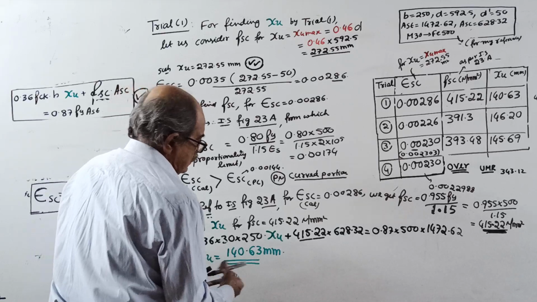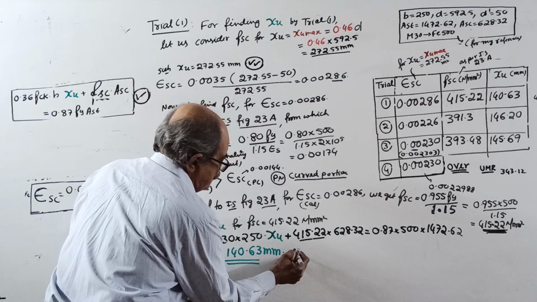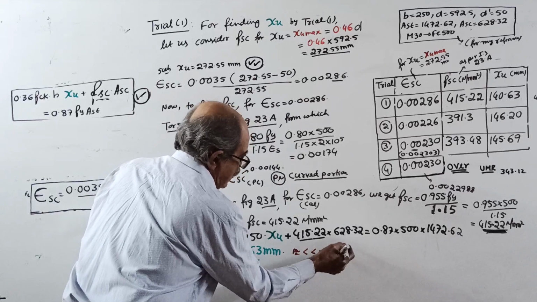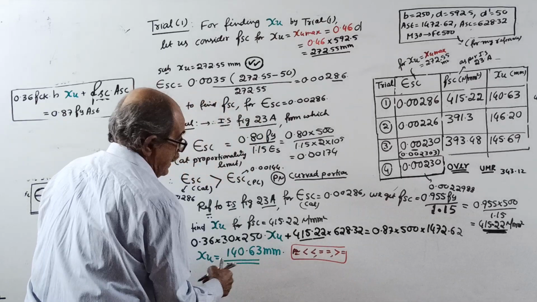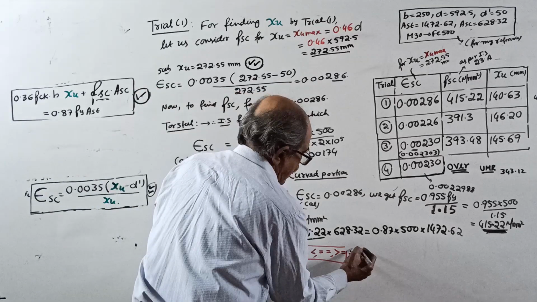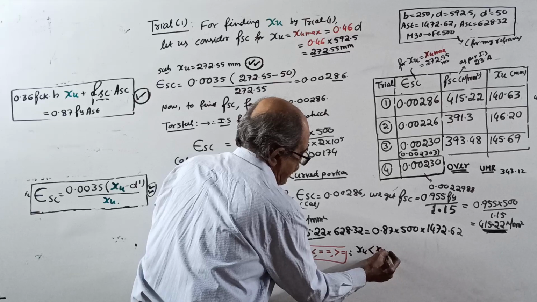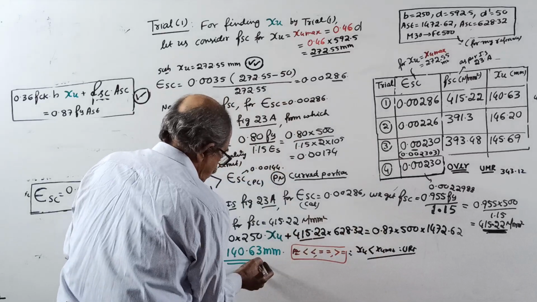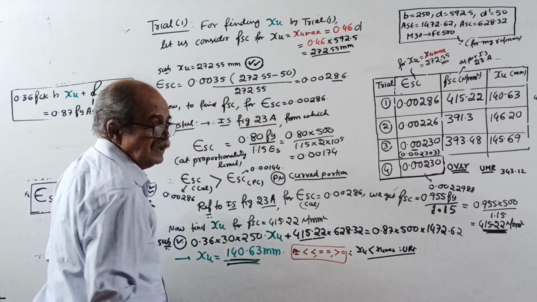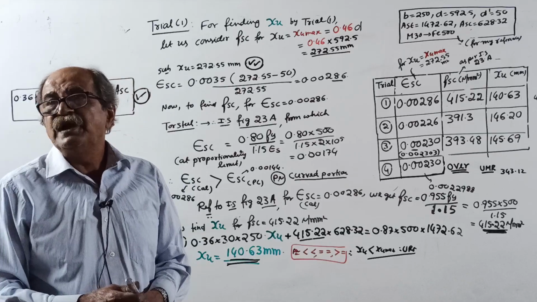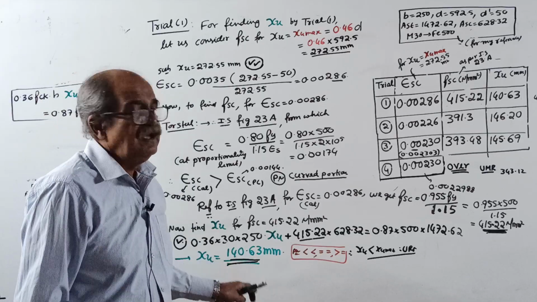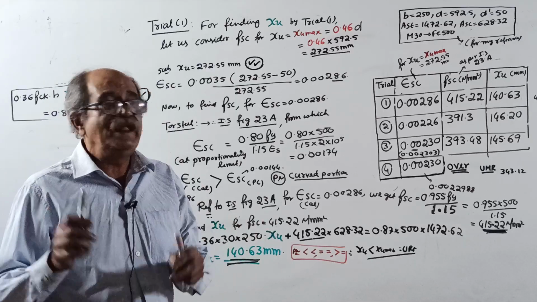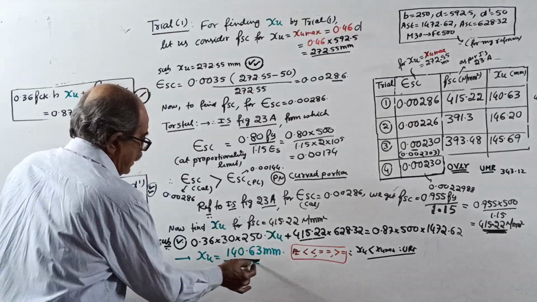Now, immediately do one thing, don't waste too much time. One small note: less is less, equal is equal, more means equal. Now, therefore, your XU is less than XU max. Therefore, under reinforced section, so continue with the same value of XU. Just make a note: in case you get more than XU maximum, this XU is cancelled, consider XU equal to XU max. So our XU is 140.63.